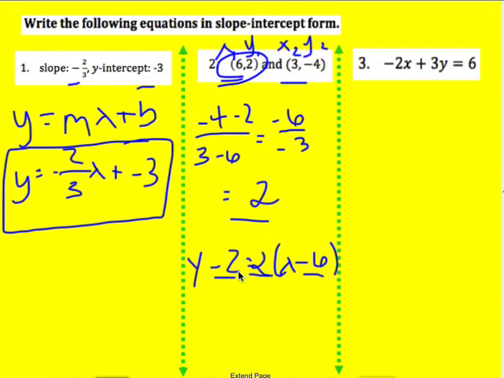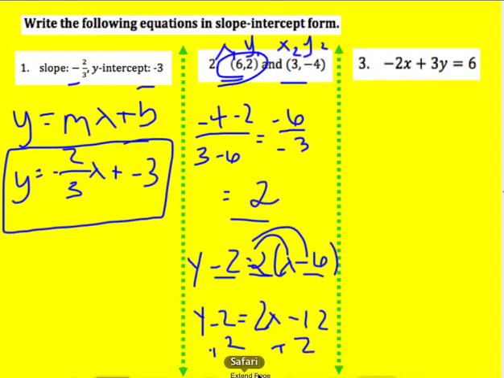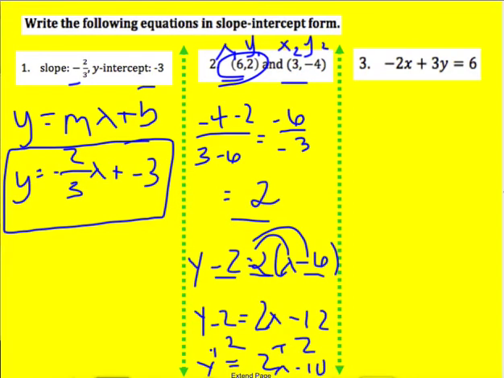Now we want to have this in slope-intercept form, so I need to solve for y. I'm going to start by distributing the 2 in. So I have y minus 2 is equal to 2 times x, which is 2x, and 2 times negative 6, which is negative 12. Now I need to add 2 to both sides. Once I've added 2 to both sides, I end up getting y is equal to 2x minus 10. Notice that I didn't add the 2 to the x, I just added the 2 to the constant. So this right here is my slope-intercept form.